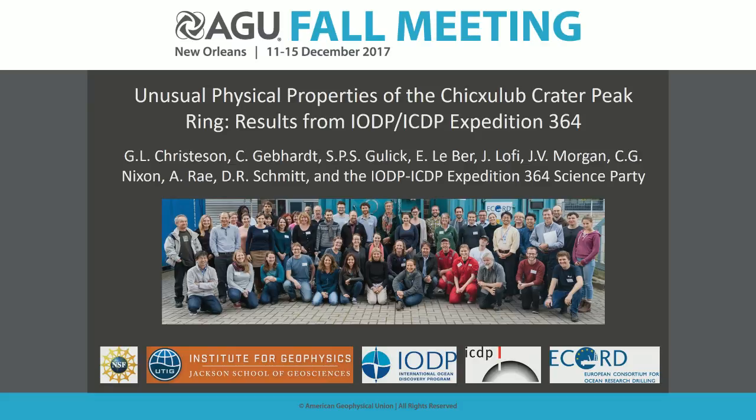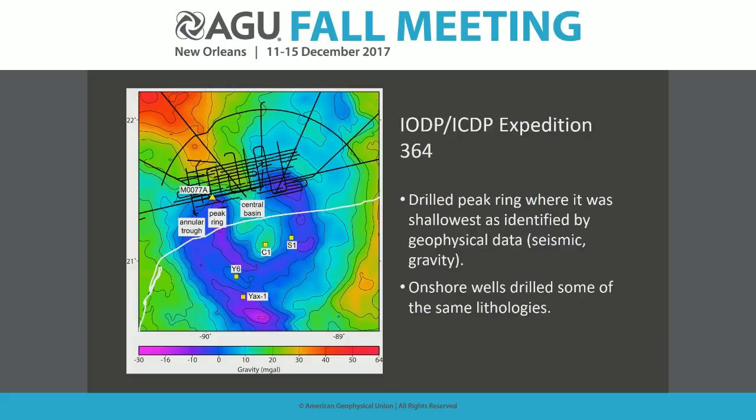Thank you, Joe. So today I'm going to talk about the physical properties that we drilled at the Chicxulub crater peak ring during Expedition 364. Just to locate us, we saw a different version of this in Jay Melosh's talk. What we're plotting here in color is the gravity field over the Chicxulub crater. And the peak ring of the crater we've identified, based on this grid of seismic reflection profiles, to be this low gravity feature here.